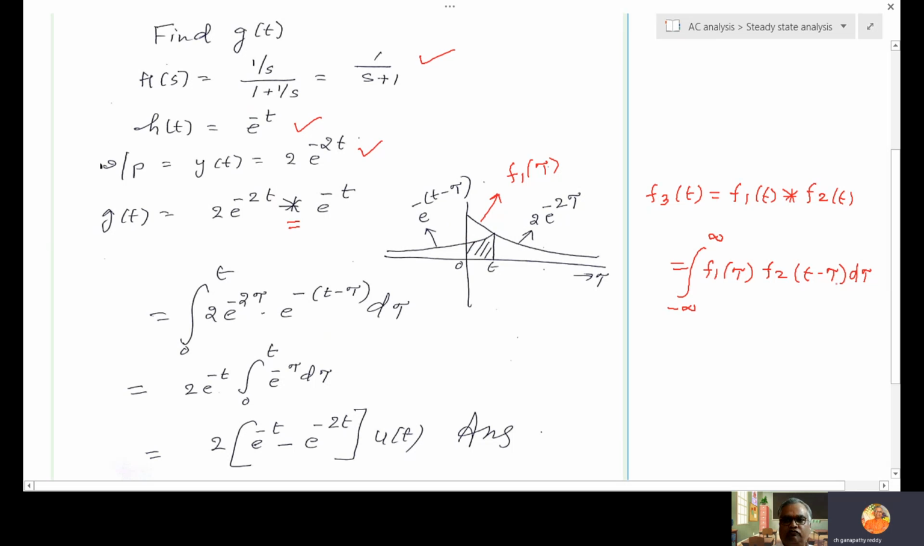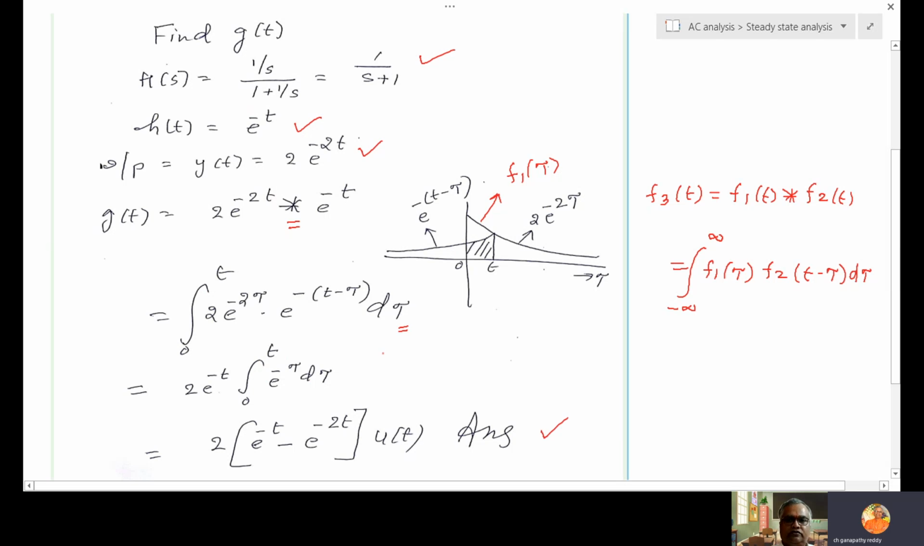So that means what? Fold, then shift. So after folding, now shifting. Both the functions are overlapping from 0 to t. That's why you have to integrate from 0 to t. From 0 to t, what is f1 tau? 2 e power minus 2 tau. Then f2 t minus tau, e power minus t minus tau, d tau. Integrate with respect to tau. Tau is the dummy variable. And in detail, just go through it, you will get this answer.